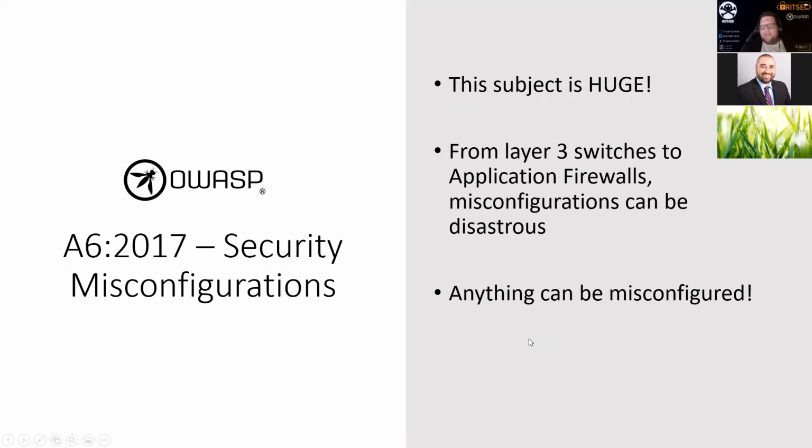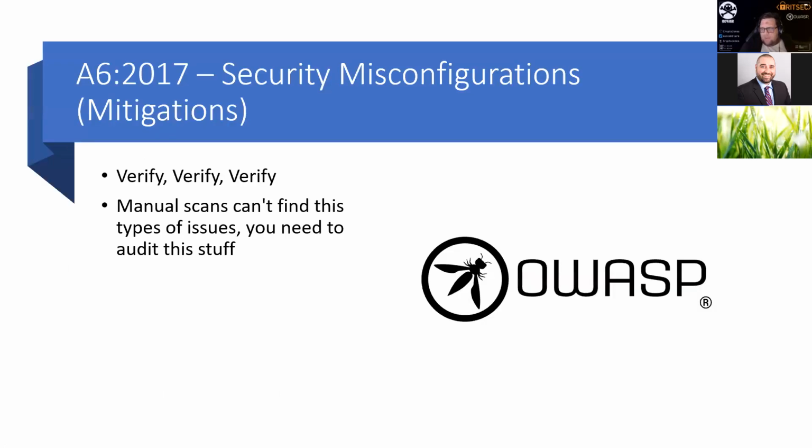So A6 is such a huge topic because security misconfigurations can literally be anything from layer 3 switches to application firewalls. And just one backslash in the wrong place can allow your system to be compromised. The problem is these types of things can't be found with Burp Suite scans or automated scanning. You have to manually sit and verify everything, which is so time consuming. That's probably why this got on the list at all. Just so many of them.